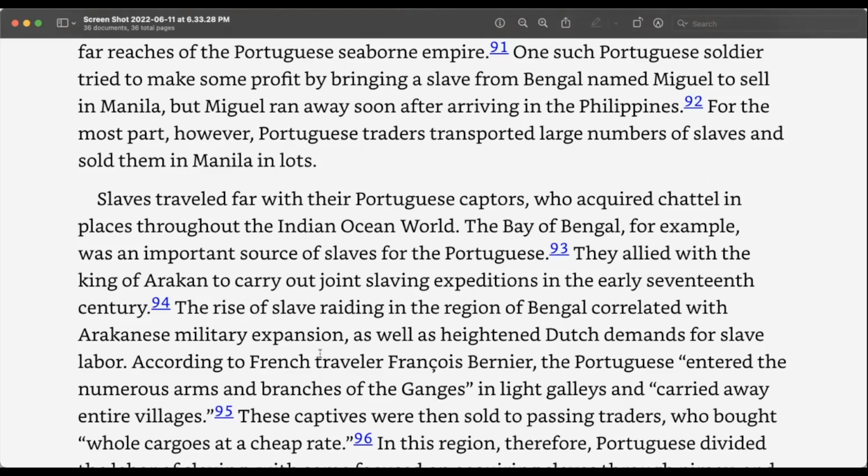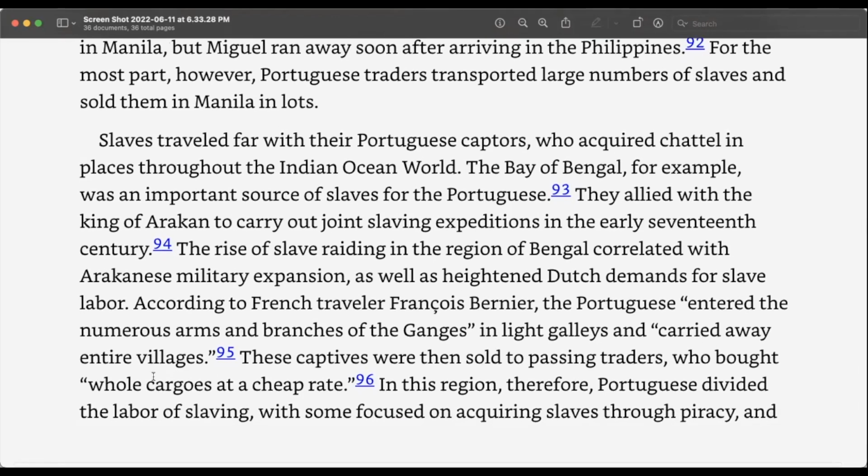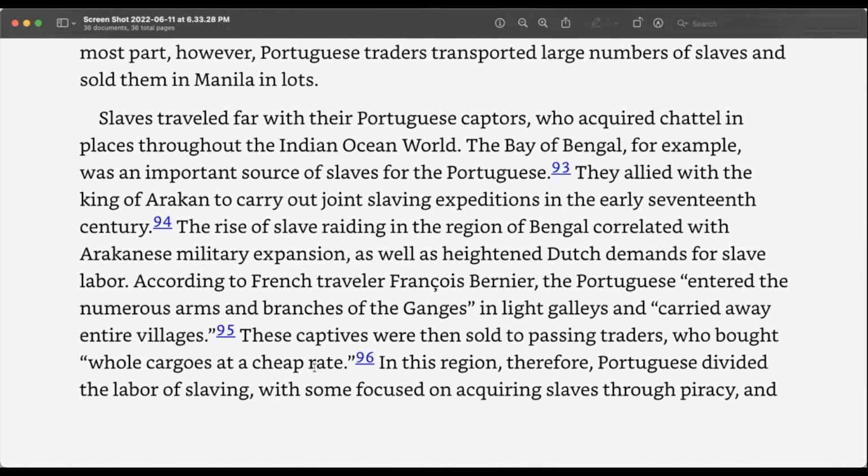This is a whole slave trade they didn't tell us about. They didn't really emphasize it because they wanted everybody to think they were from Africa. These captives were then sold to passing traders who bought whole cargoes at a cheap rate. Whole cargoes of people at a cheap rate.